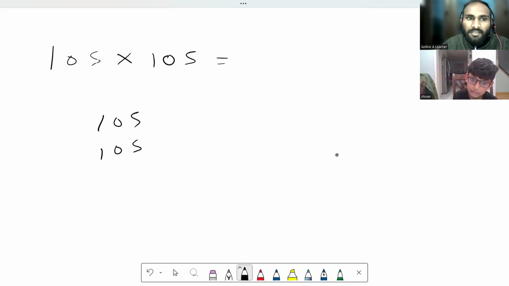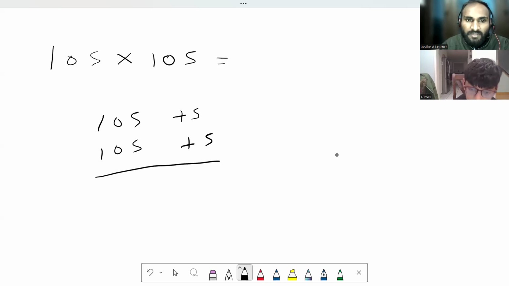Tell me, this 105 is at what number ahead of 100? 100 plus 5. 105. So what we do actually, we just make two sections. This side we will get two digits because 100 always has two zeros, right? So this side we need to write two digits, and this side the other part.